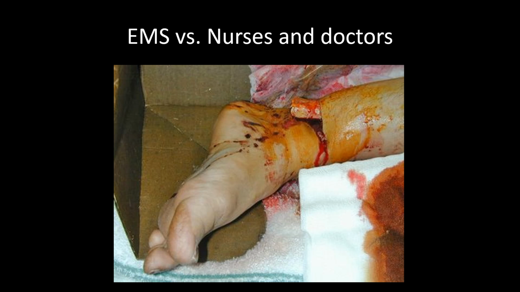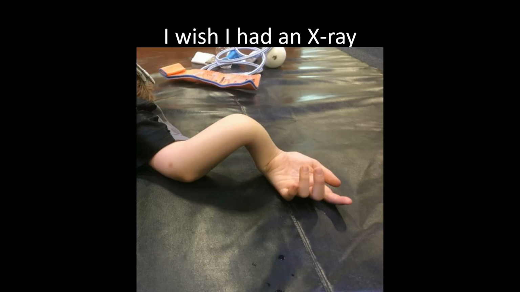P.S. This was a trampoline accident, and so the trampoline is the most dangerous toy that you can buy for your kids. ER docs love them because they get lots of visits from kids who have broken bones because they fell off a trampoline. This one, they didn't tell me what happened to this kid aside from it happened in gym class. I really wish that I could show you an x-ray for this one because I would just love to know what's happening here.